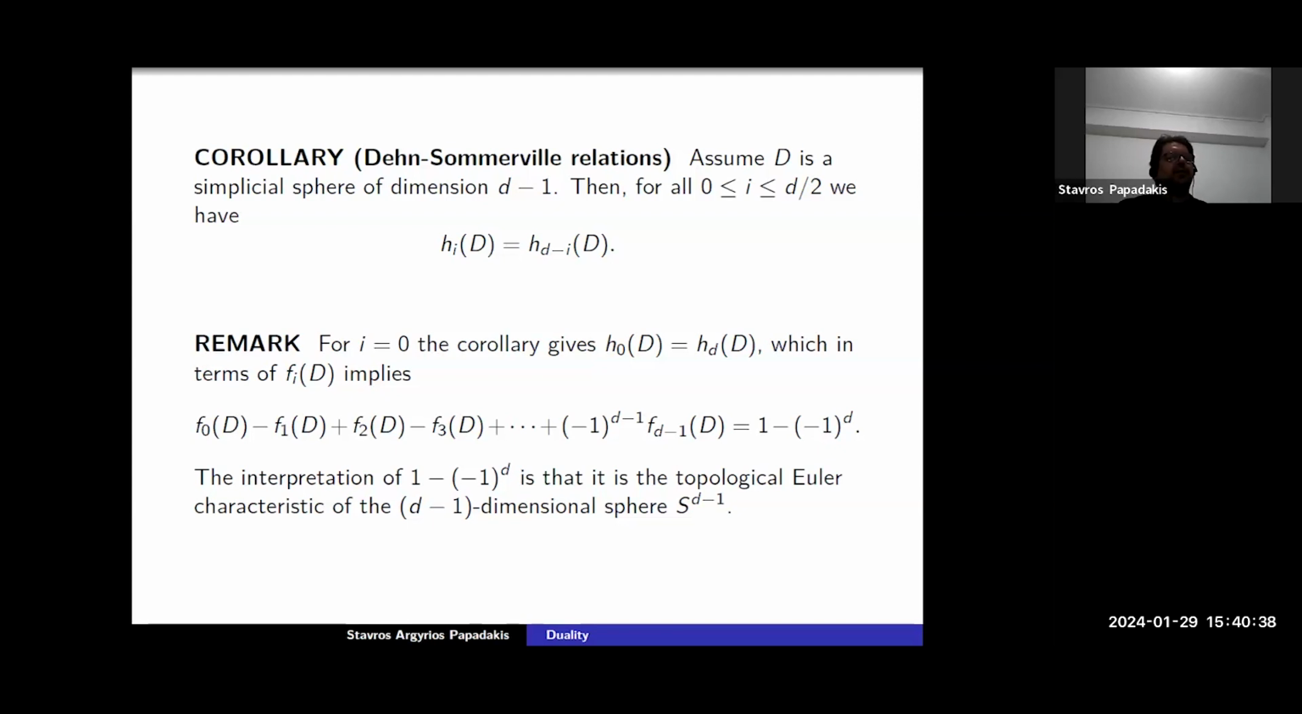An interesting remark is the following: for i equals 0, the corollary gives h_0 of Δ equals h_d of Δ, which implies the equality that is written there, that the alternating sum of the f_i of Δ is equal to the topological Euler characteristic of the d minus one dimensional sphere S^{d-1}. Are there any questions?